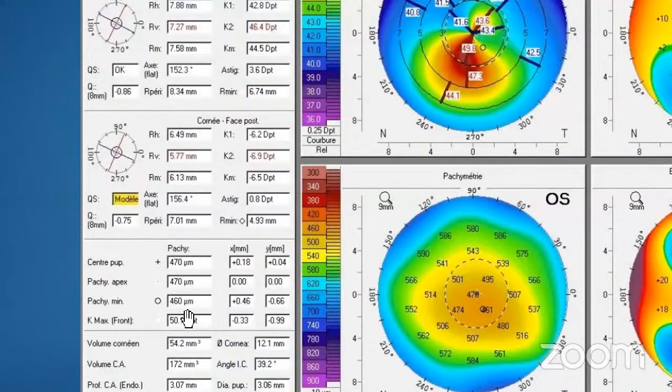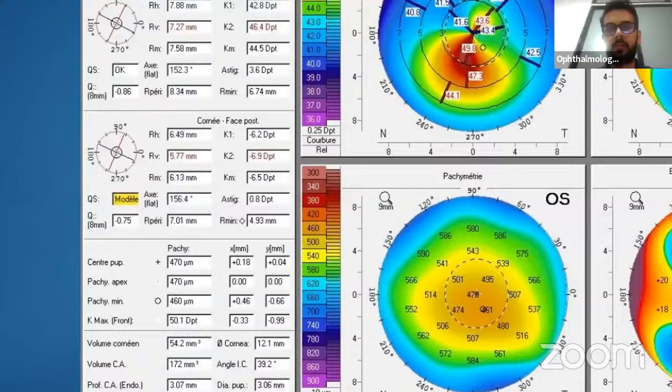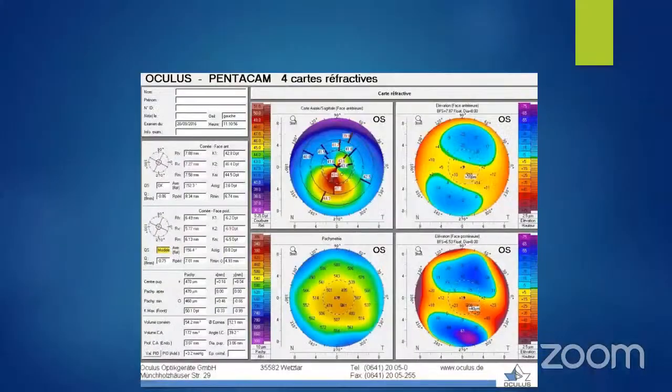50 is definitely abnormal. 460, cone, you can see it. It's a left eye and it's nasal. So keratoconus. Clear-cut ones only is what usually you will be given like this.